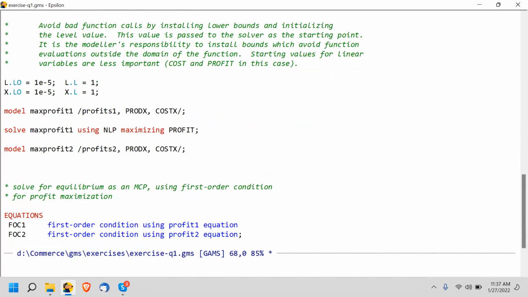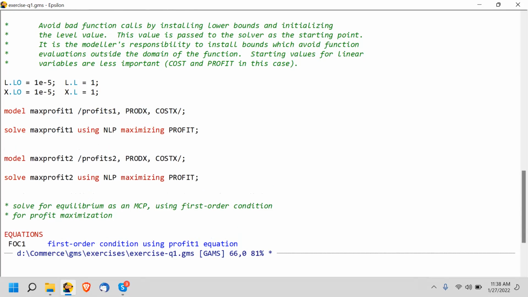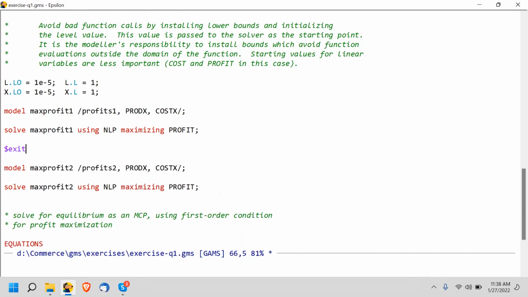And then I say solve 2 using NLP, maximizing profit. And that's just solving profits too, right? Yeah. Now I could keep going, but I try not to be greedy. So I say, okay, let's put an exit after the first one. So the dollar exit says, okay, stop at that point. So please solve the model to this point. All right, 1 second. That's fine.